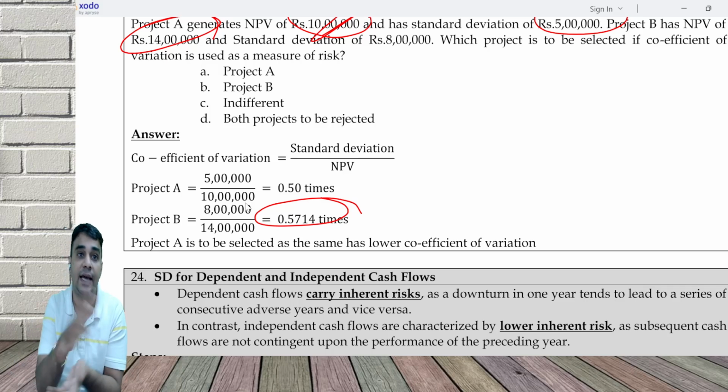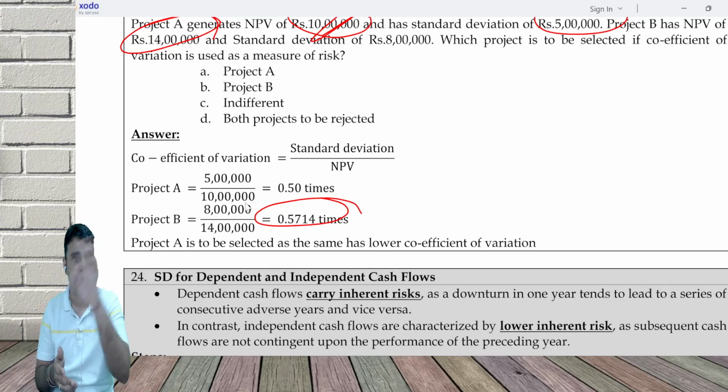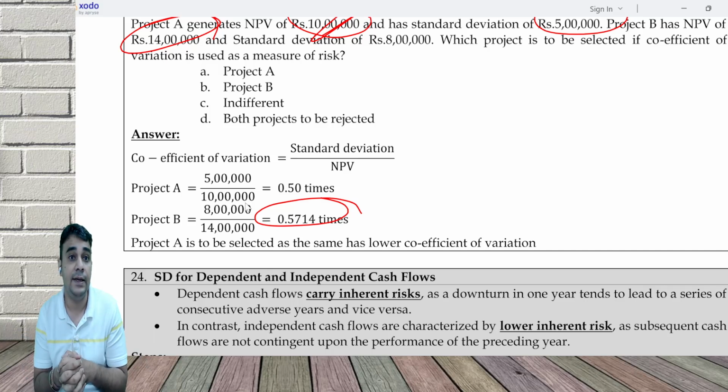Independent means there is no linkage. First year bad, second year can be good, third year can be bad, fourth year can be good, fifth year can be good, sixth year can be bad. There is no linkage at all. That is called independent. Statistically, independent cash flow will have lower risk.